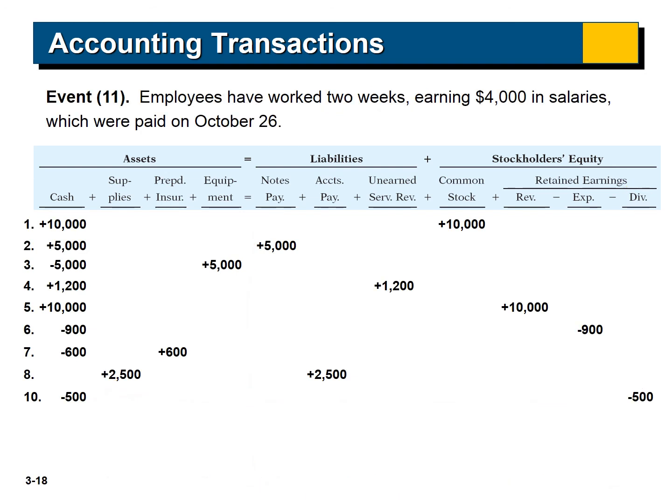Finally, event 11, employees have worked 2 weeks, earning $4,000 in salaries, were paid on October 26th. Okay, so we're paid. You see that word paid, that means cash is going out. And then the other question, what are salaries? Well, salaries are expenses you have to pay your employees to operate the business. So expenses are costs of doing business. So we had cash going out, and we had our expenses.